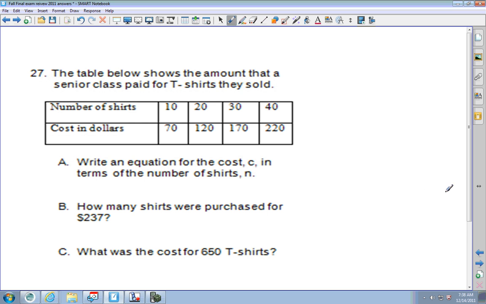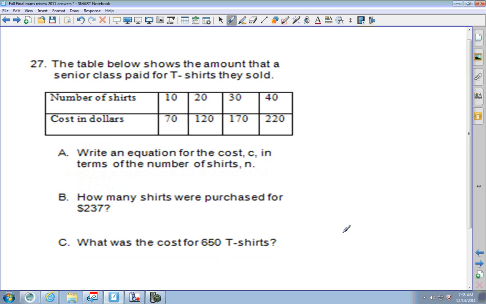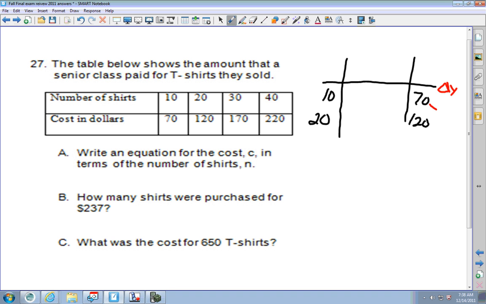Here's the next one. It says the table below shows the amount that a senior class paid for t-shirts sold. Write an equation for the cost in terms of the number of shirts. Well, what I would do is I would turn my table around because that's the way we're used to doing it. And I would put 10 and 70 and 20 and 120. So here I have delta y, the change in y. That's plus 50. Delta x is plus 10.